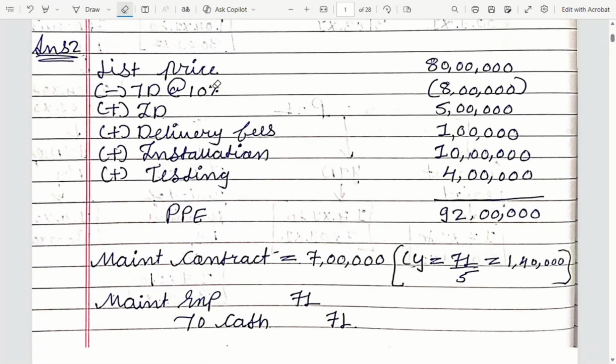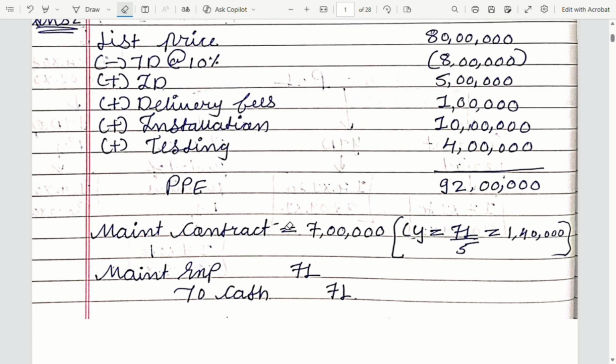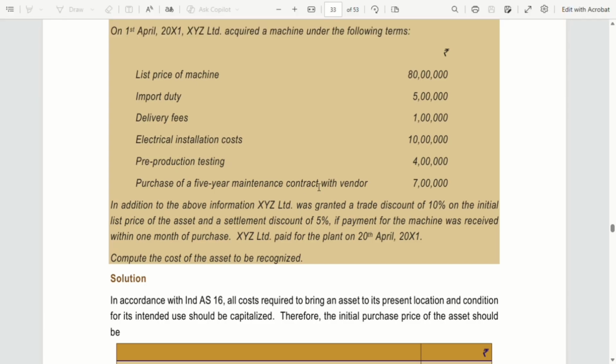Okay, so list price is 80 lakh. We have reduced trade discount of 10%. Then this is delivery fees, installation, testing. So we got the cost of PPE. Then the maintenance contract we have entered into for 5 years. So we are going to divide 7 lakh by 5 years, and accordingly every year we are going to record the maintenance cost.